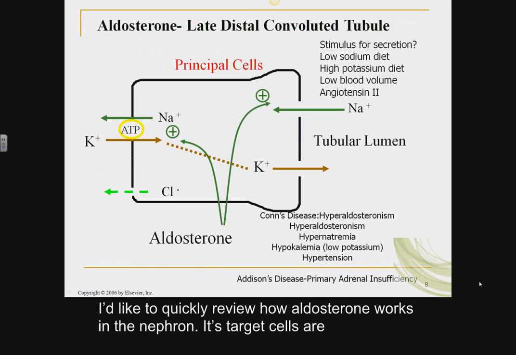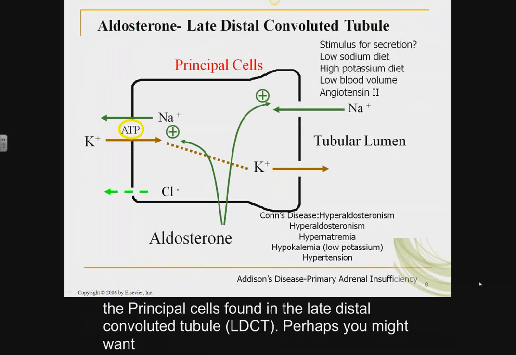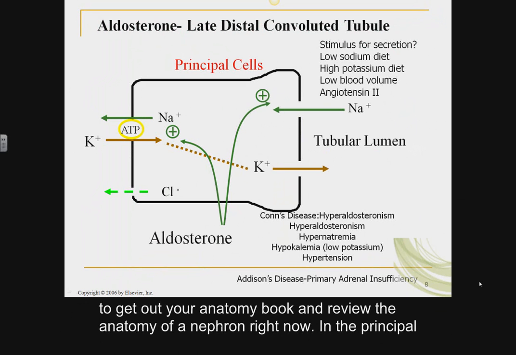I'd like to quickly review how aldosterone works in the nephron. Its target are cells called the principal cells, and they're found in the late distal convoluted tubule. Perhaps you might want to get your anatomy book out and review the anatomy of the nephron right now.